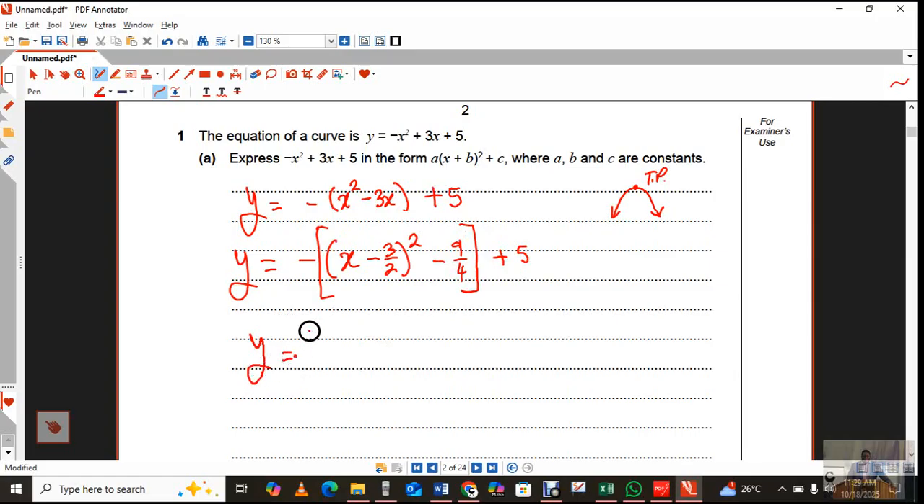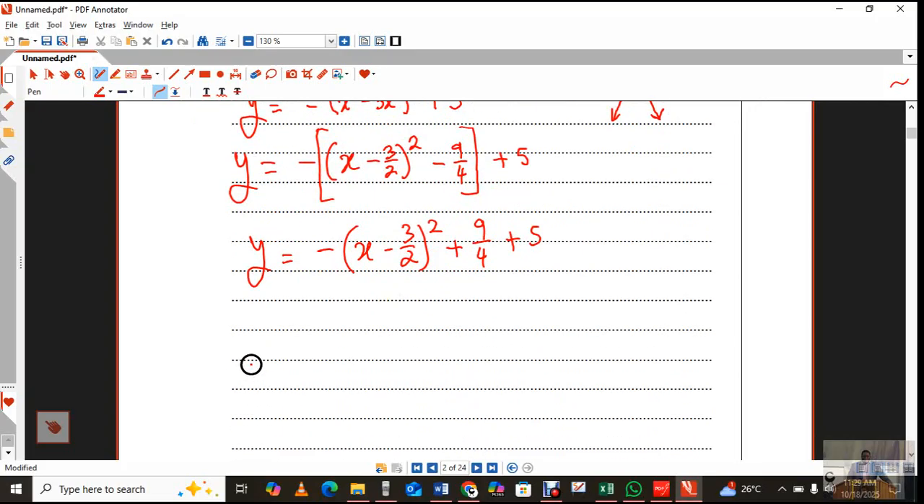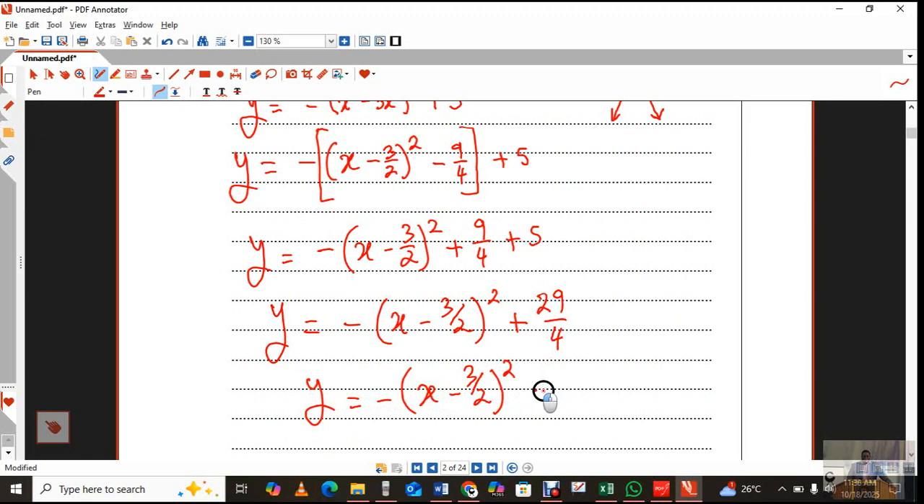So let's distribute this negative over. It becomes negative, then it's x minus 3 halves squared, and a negative times a negative makes that a positive 9 over 4, which should be added with 5. Once you add those, you're going to have as an answer y equals minus x minus 3 halves all squared, and this business over here will give you 29 over 4. Which you can leave like this, or you can have it as x minus 3 halves all squared plus 7 and 1/4, which is the same as 29 over 4.